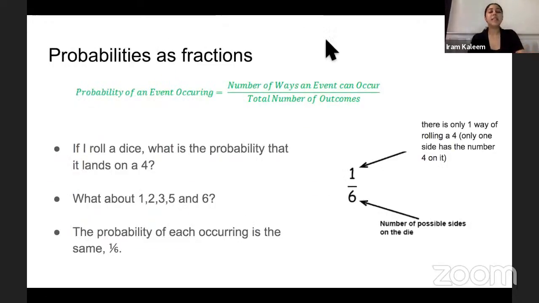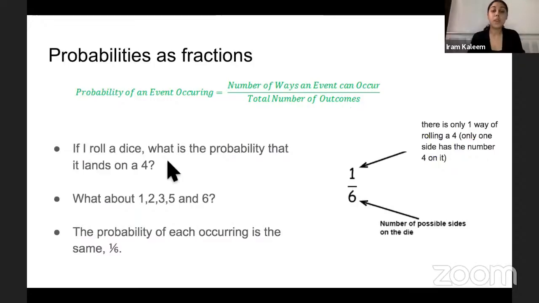Okay, probabilities as fractions. Now, we've used this equation many times over the last few lectures, so I should hope that no one needs to remember this one. But even so, the probability of an event occurring, anytime we're going to present it as a fraction, we can put it into this equation. The number of ways an event can occur at the top and the total number of outcomes at the bottom.